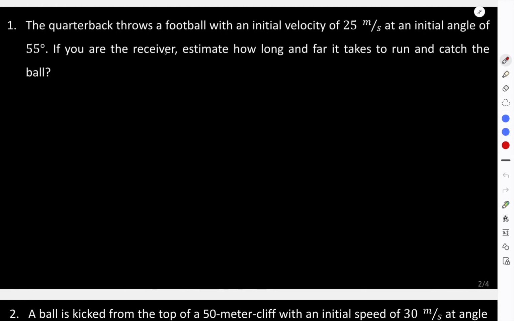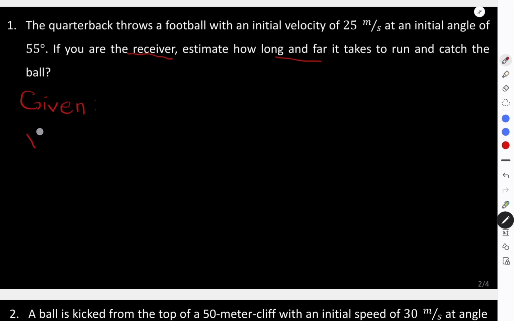Our number 1: the quarterback throws a football with an initial velocity of 25 meters per second, given that the initial angle is 55 degrees. If you are the receiver, we have to estimate how long and how far it takes to run and catch the ball. Now, before we solve this, let's get the given.